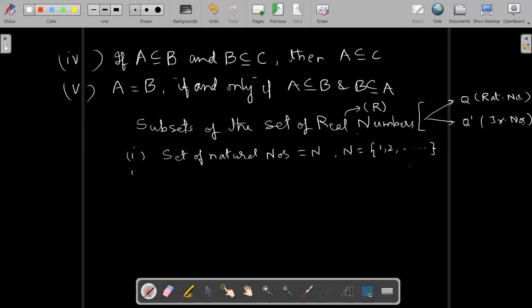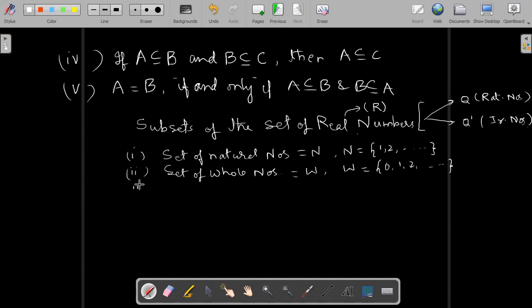Number two, we can also have the set of whole numbers. We have a particular notation for whole numbers. It is denoted by W. So whole numbers start from 0 to infinity. So this is also a subset of real numbers.